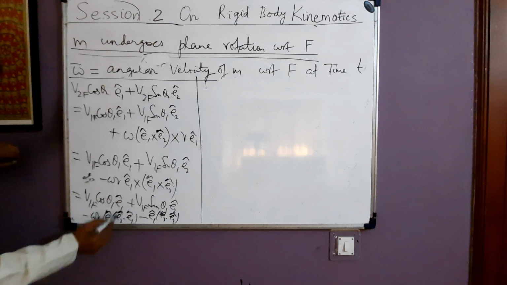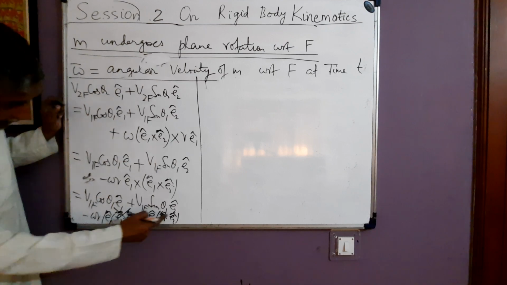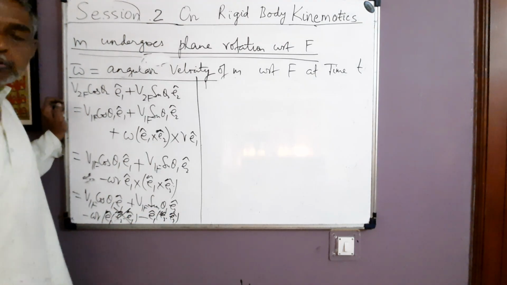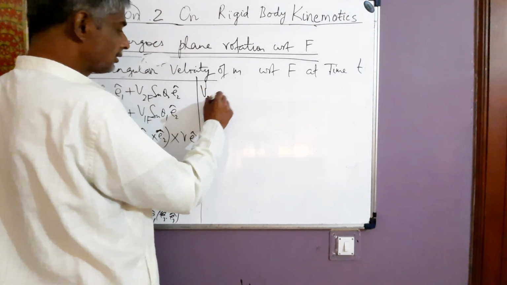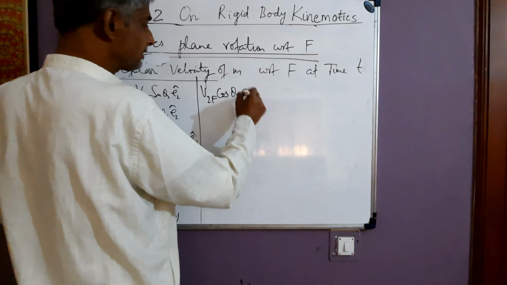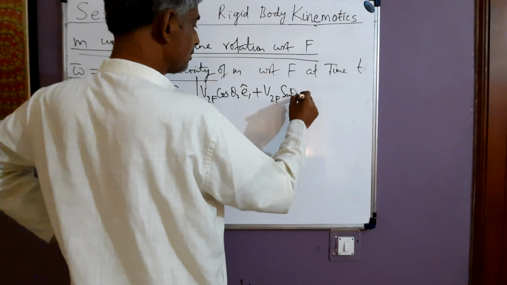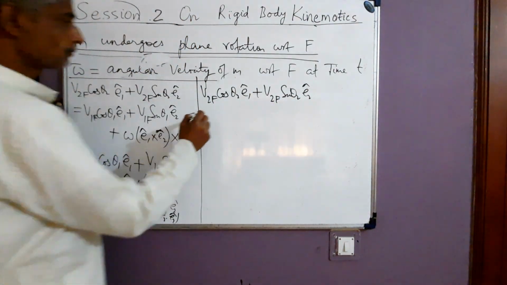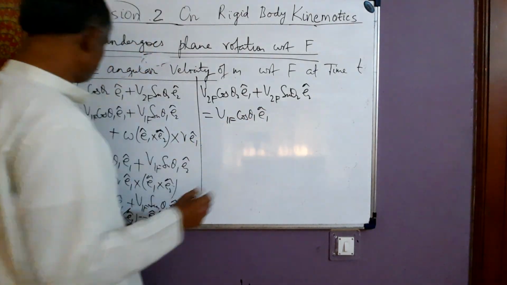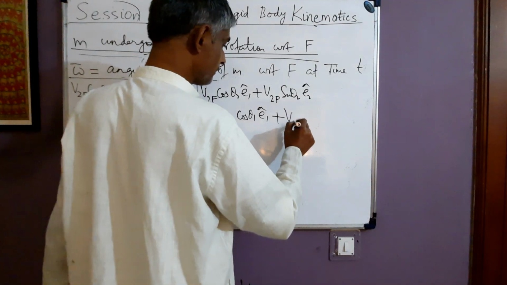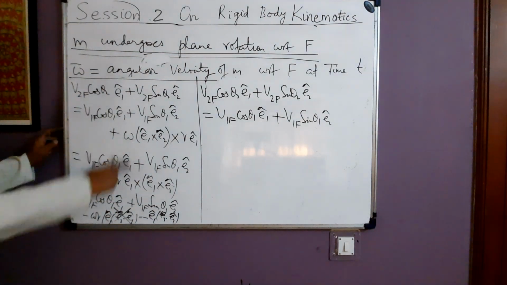Now this term goes away because E1 and E2 are mutually perpendicular unit vectors, and the dot product of two perpendicular vectors is 0. E2 dot E2 hat becomes 1, since the dot product of a unit vector with itself is 1, and minus becomes plus. So we get V2f cos theta 2 E1 hat plus V2f sin theta 2 E2 hat is equal to V1f cos theta 1 into E1 hat plus V1f sin theta 1 into E2 hat.